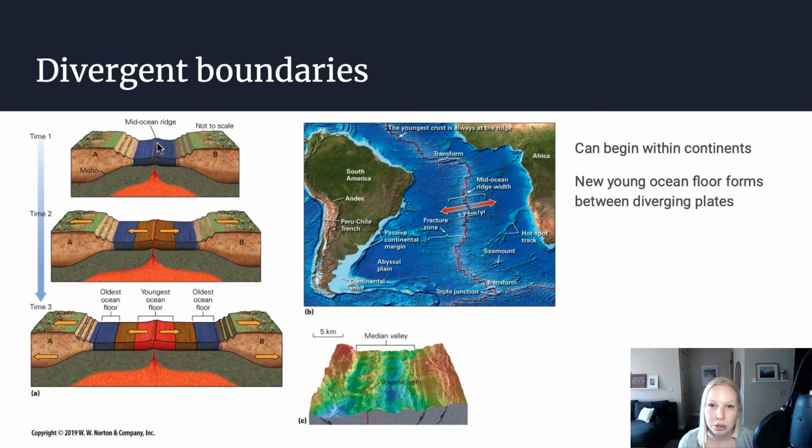You have that mid-ocean ridge here where the ocean crust is relatively thin, and that asthenosphere is able to rise to the top, and that new crust is able to form. And as you continue to pull those plates apart, you get new crust forming in the center. The oldest ocean floor ends up nearest to the continents, and the youngest seafloor is in the center.